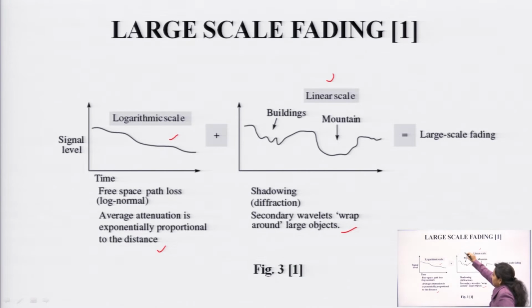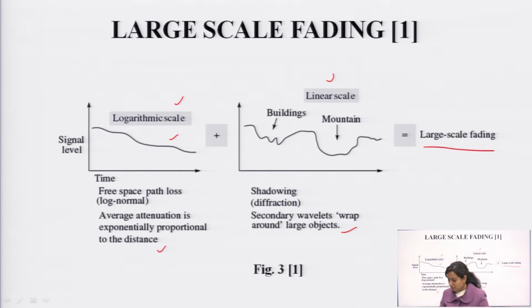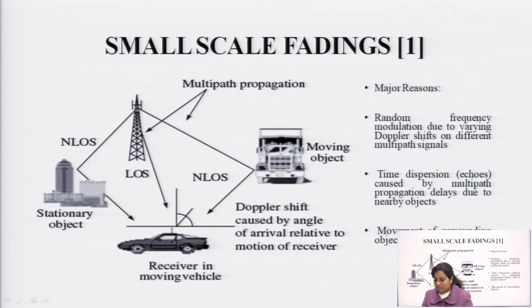This is on the linear scale, this is on the logarithmic scale. These are the buildings, this is the mountain, and when these are added together, we have this large scale modeling. So, large scale fading is there between the transmitter and receiver. Now, next is small scale fading.